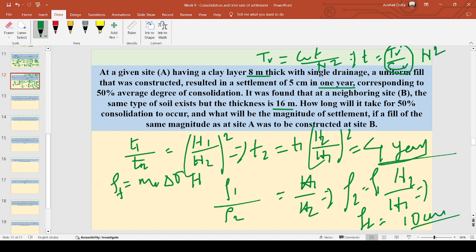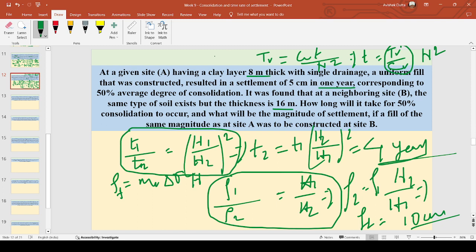Is it clear? We are equating directly the settlement with the thickness of the soil layer, and also we are equating directly the time taken with the square of the thickness of the soil layer, using a relationship obtained from this equation, and this obtained from this equation. So if a field of same magnitude as at site A was to be considered at site B, the difference in thickness would have made a change in time and a change in the settlement of the soil.